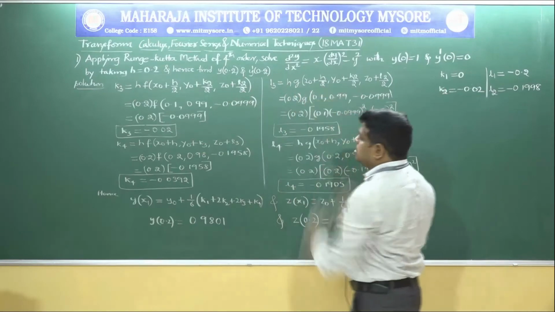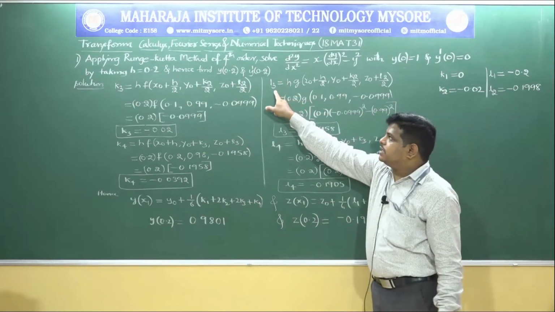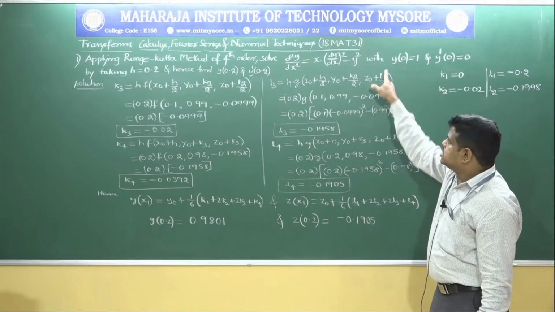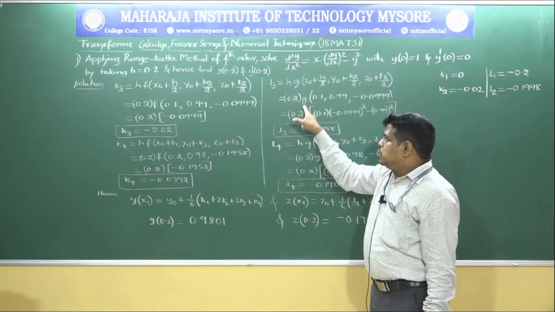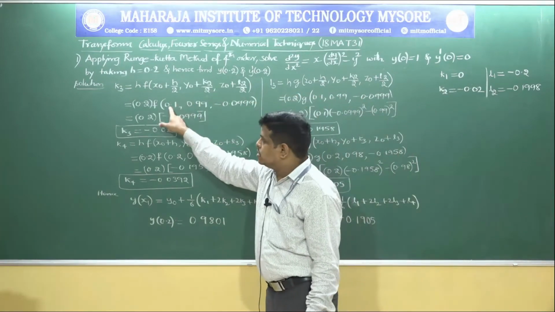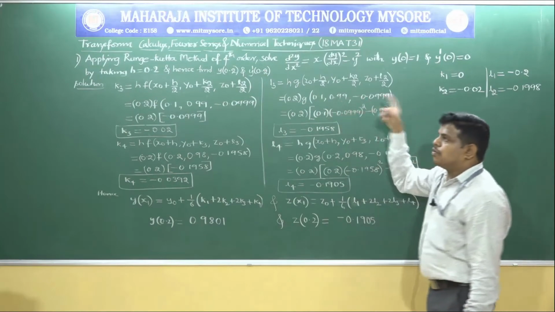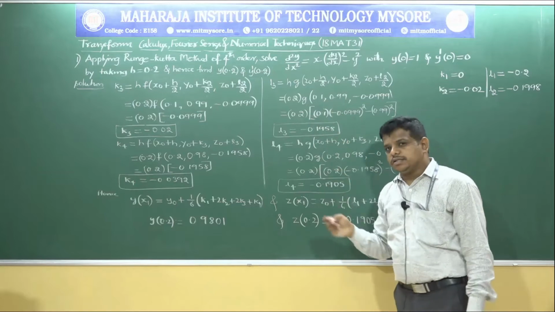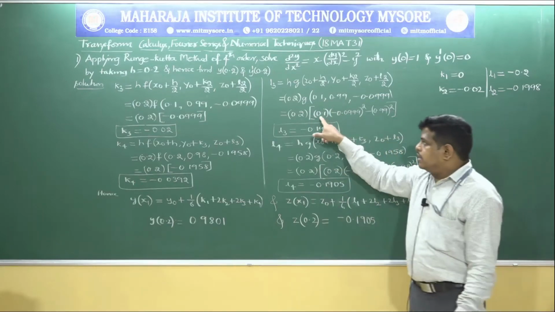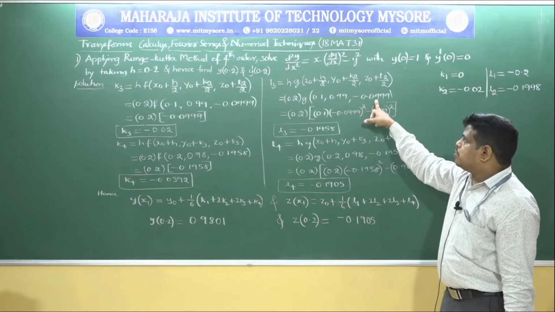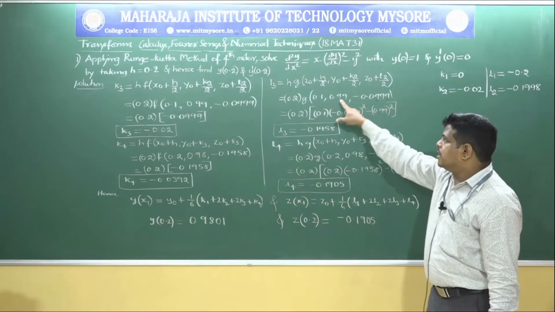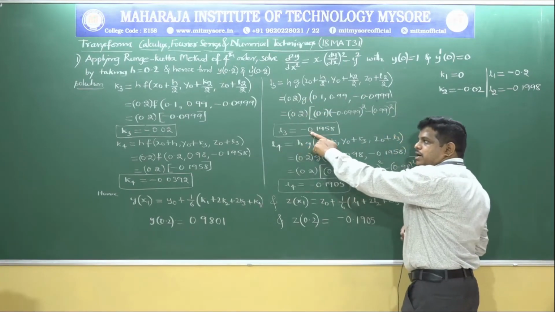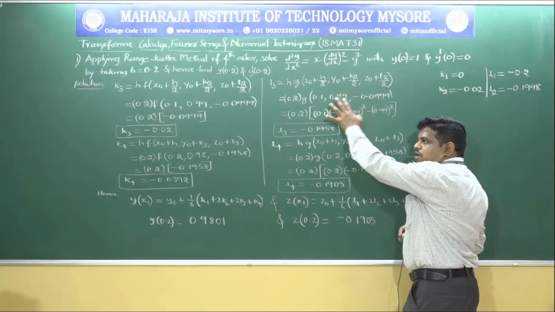Next, after finding K3, now we are finding L3. L3 is given by h into g of x0 plus h by 2, y0 plus k2 by 2, z0 plus L2 by 2. Again, h is 0.2, g of is nothing but f of values, that is 0.1, 0.99, minus 0.0999. Next, 0.2 into, we know that g of x comma y comma z is xz square minus y square. X is 0.1, z square is minus 0.999 whole square, minus y square is minus 0.99 whole square. On simplifying this, we end up with L3 equals minus 0.1958. This is your value of L3.